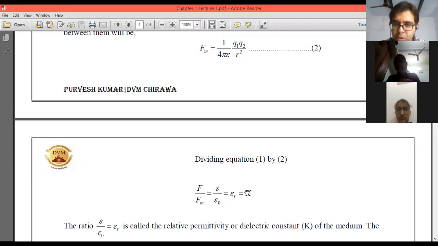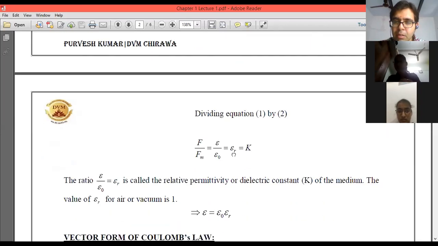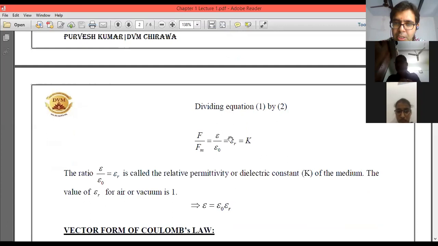When we talk about the term dielectric constant, we use the notation K. And when we talk about relative permittivity, we use the notation ε_r. This ratio ε / ε₀ is equal to 1 for vacuum.